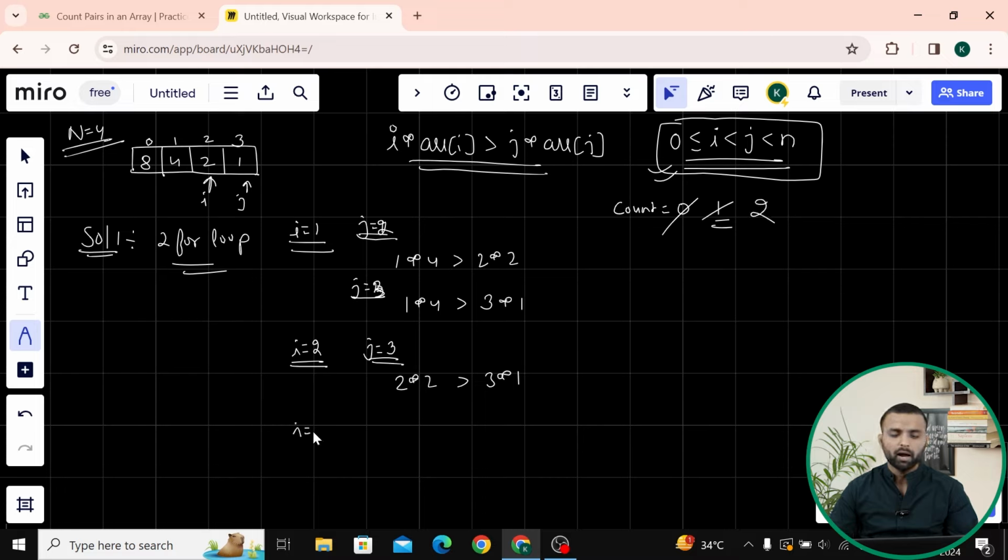So here when my i equals 3, if I increment it, j equals 4, so it's out of bound. I don't get any pair, right? So here my output is 2. So I return this as my output.